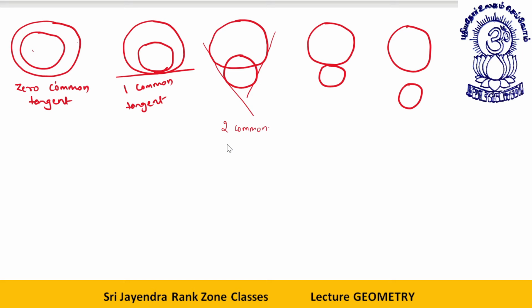Two common tangents. The next is, in this case you have one common tangent like this, and the other is like this. So you have three common tangents.